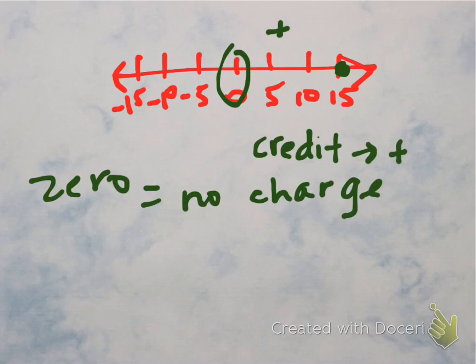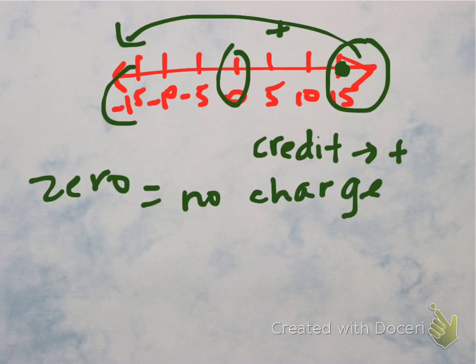Okay, now if we were going to look at the opposite direction, the opposite of credit would be debit, money taken out. So debit would be on the negative side of it, because you're taking money out. Credit is putting money in your account.